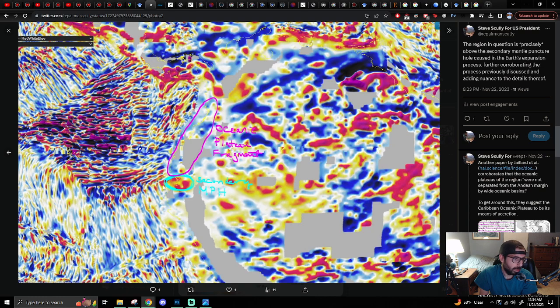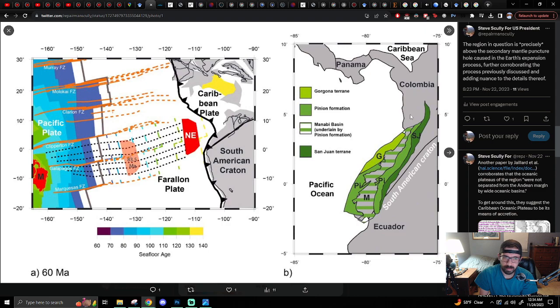Here's where the secondary mantle puncture hole is. And pH miles per hour, baby. We speeding, revving the engine. That shit ain't in no neutral. Pfft, shoot.